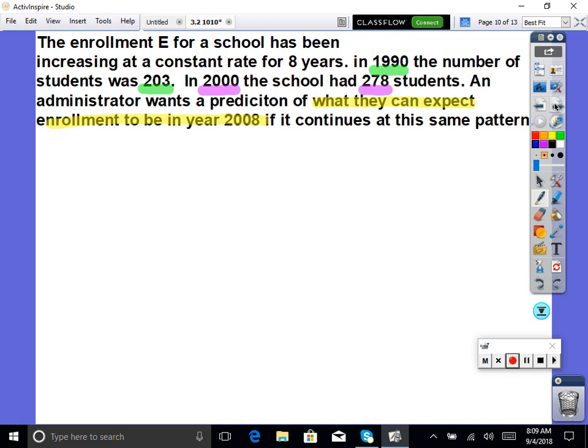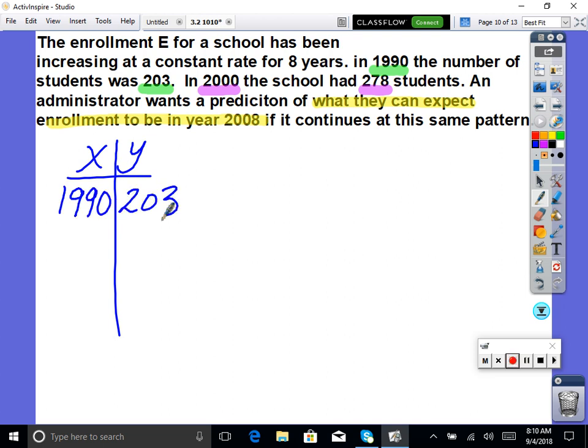So you might want to take note here. This is how you do it. Because it does have one little thing that we want to consider. So our x value would be in 1990. Our y value would be there was 203 students. In year 2000, there was now 278 students. Now it wants to know, in year 2008, so that's going to be right here, how many students if it continues in this same pattern.